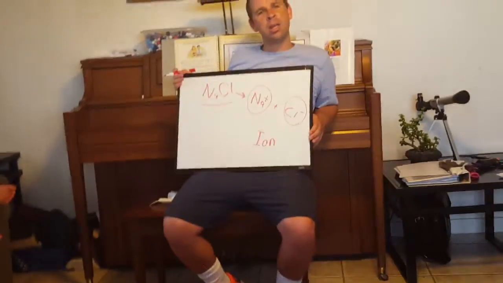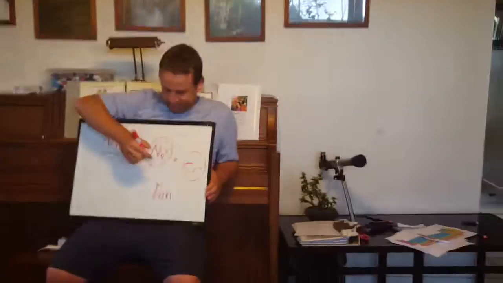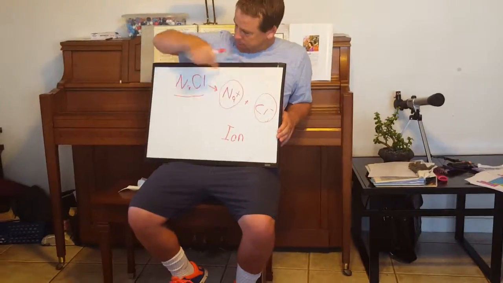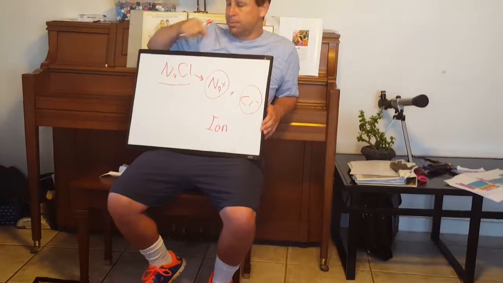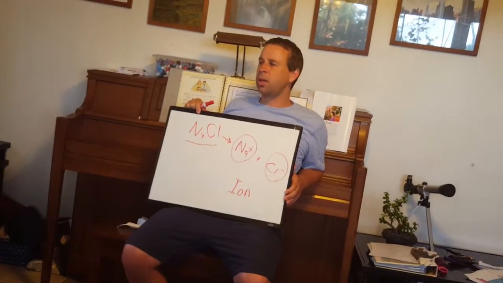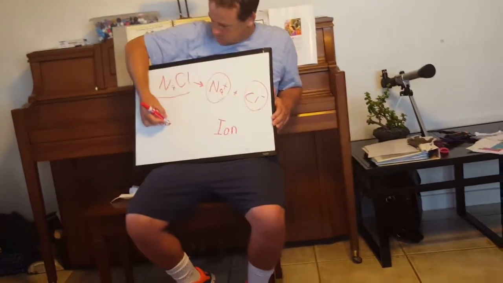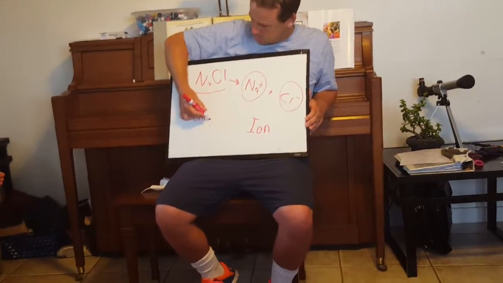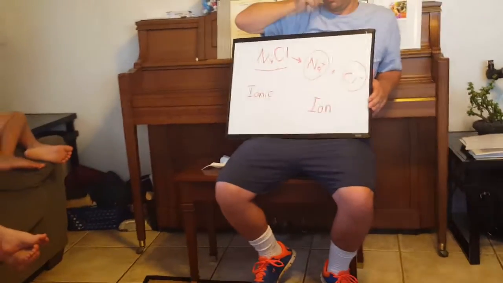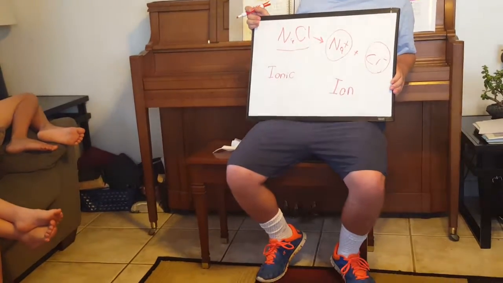Maybe it's I-N. So, ion. This is an ion, and this is an ion. Is this an ion right here? No. This is a compound made of iron. And if you have a compound made of ions, it's called an ionic compound. I-O-N-I-C. Ionic.